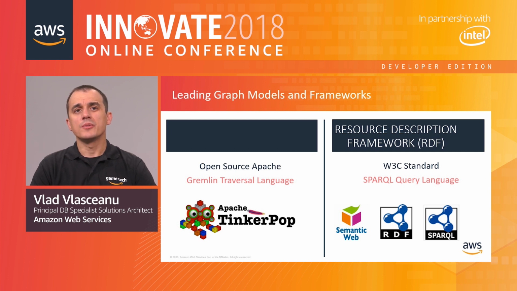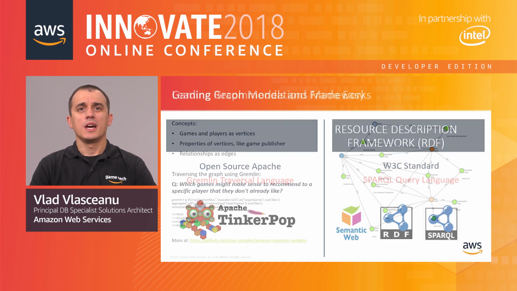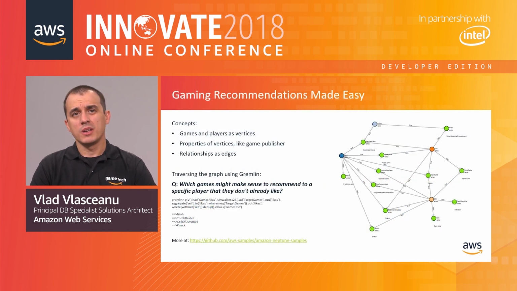And the second one is the Resource Description Framework, RDF, which is standardized by W3C, part of the semantic web. SPARQL is the query language for RDF and allows users to express declarative graph queries against RDF graph models. RDF provides flexibility for modeling very complex information domains. So let's see how this can potentially be implemented in a gaming workload. And I have here an example of a recommendation engine graph. You can find more examples at that GitHub link on the slide.